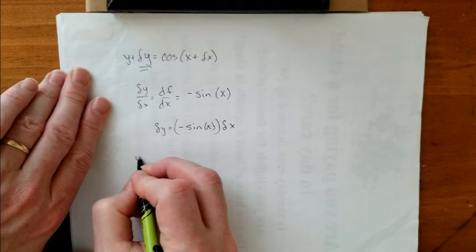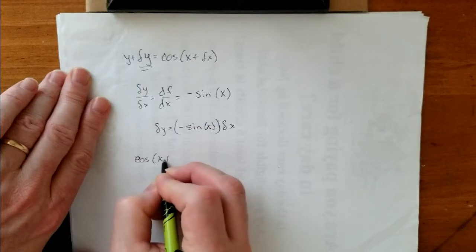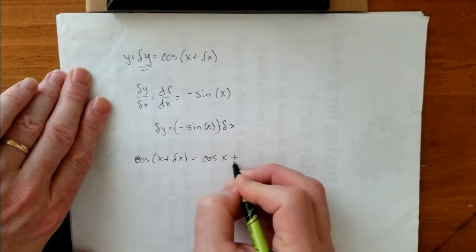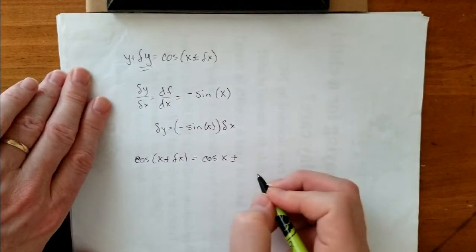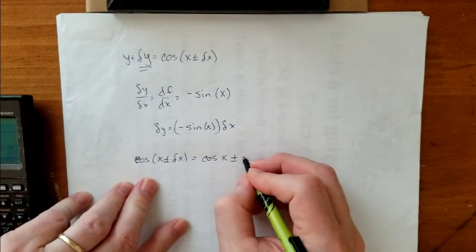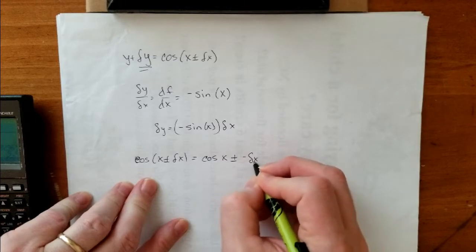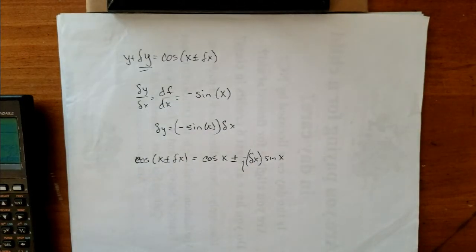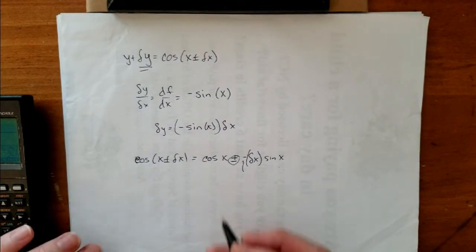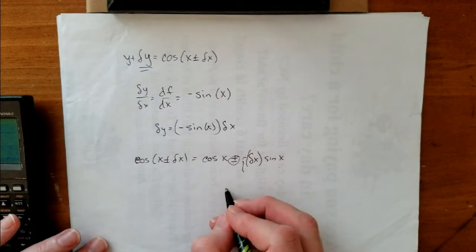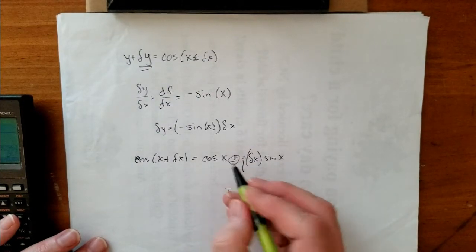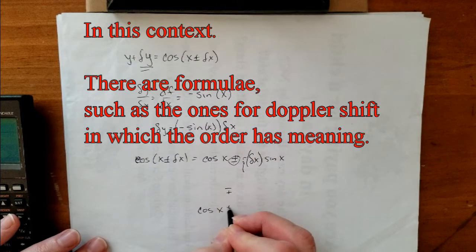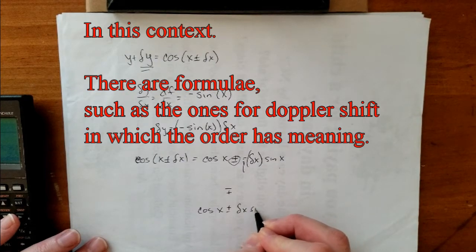And so the cosine of x plus delta x is equal to the cosine of x plus or minus negative delta x sine x. Now this minus sign right here comes through from the derivative, but we have a plus or minus right there. Sometimes you'll see the plus or minus and the negative sign flip to minus plus, and sometimes they'll just absorb it, because negative plus and plus minus really means the same thing. And so cosine of x plus or minus delta x sine x.